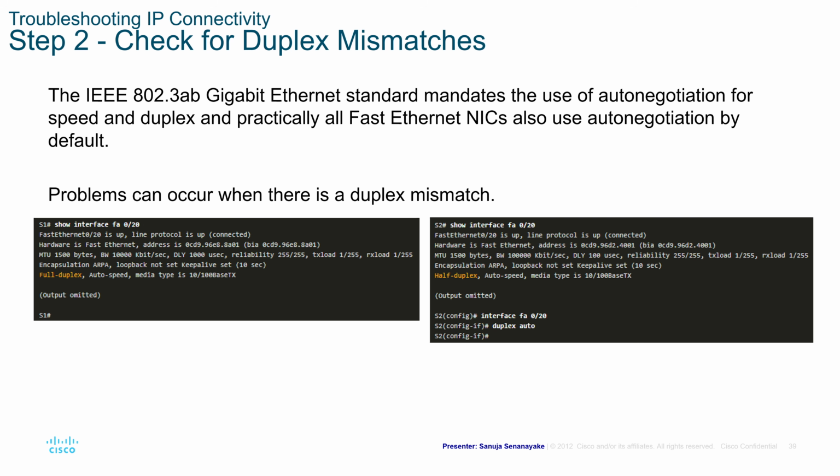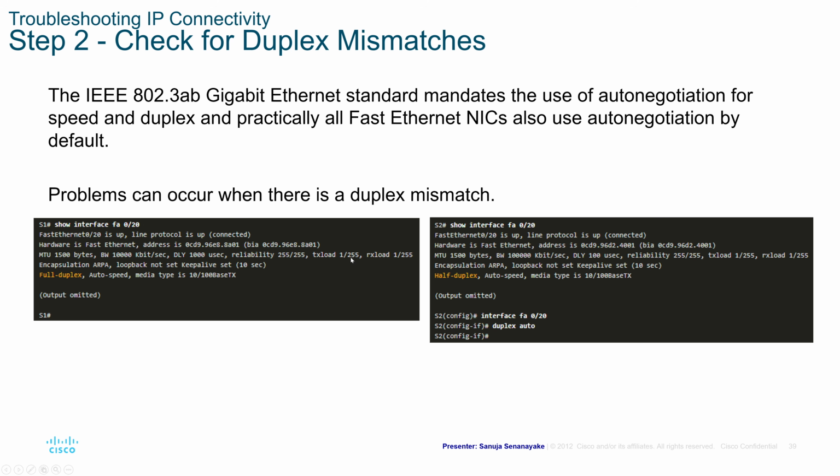802.3ab gigabit Ethernet standard mandates the use of auto negotiation for speed and duplex, and practically all Fast Ethernet network interface cards also use auto negotiation by default. Problems occur when there is a duplex mismatch. That happens typically when network technicians and engineers go into these switches and routers and start changing things. Typically it is in auto negotiation no matter what.